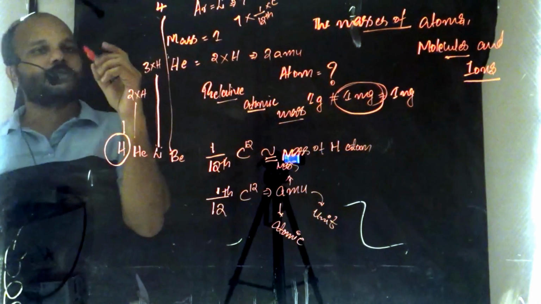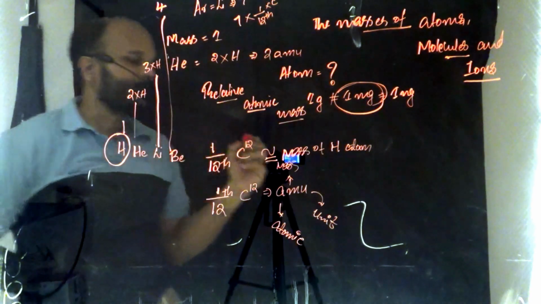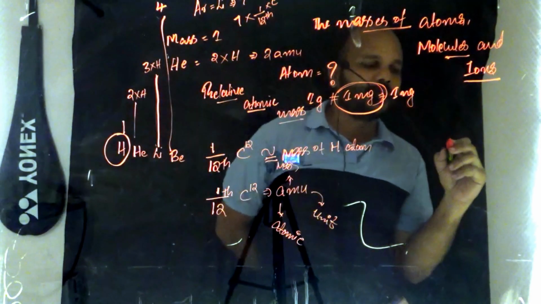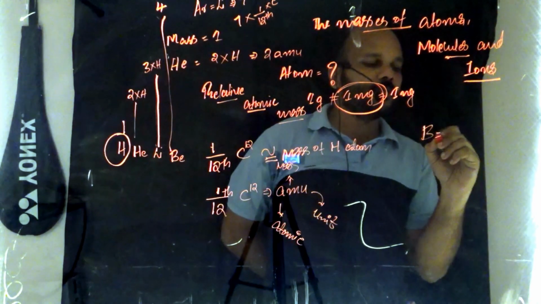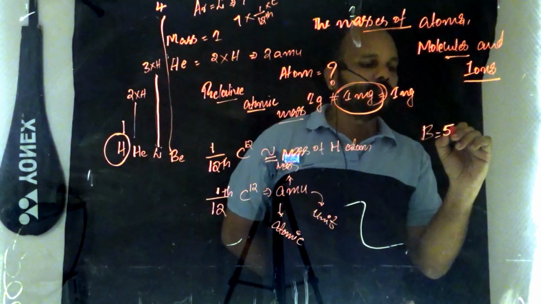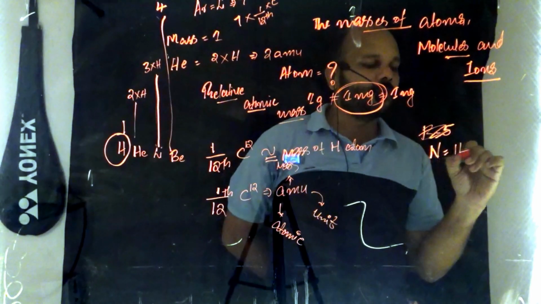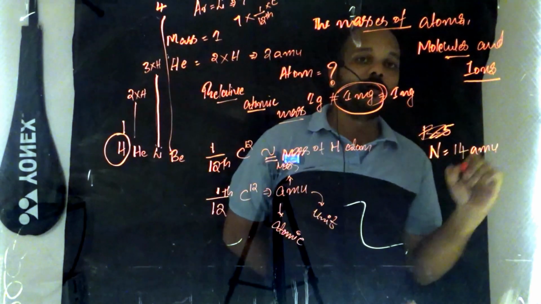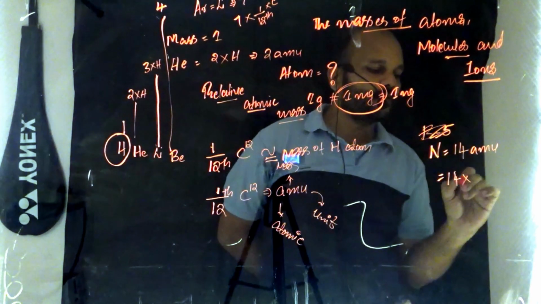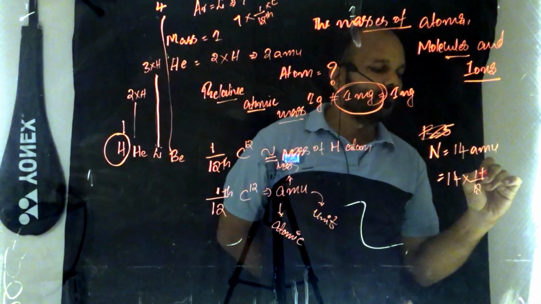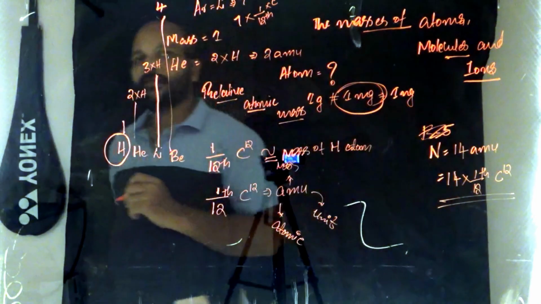Let's take another element, hydrogen, helium, then boron. Sorry, not boron, let it be nitrogen. Nitrogen is 14 atomic mass unit. This is the mass of nitrogen, so this is actually 14 times 1/12 of the mass of carbon 12. So this is how the relative atomic mass is coming.